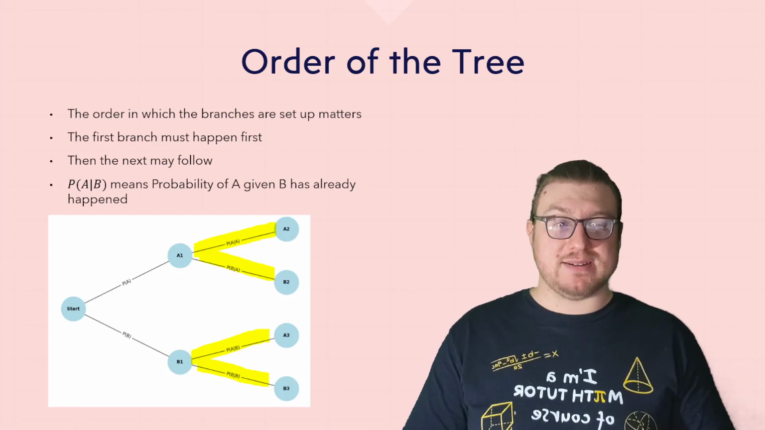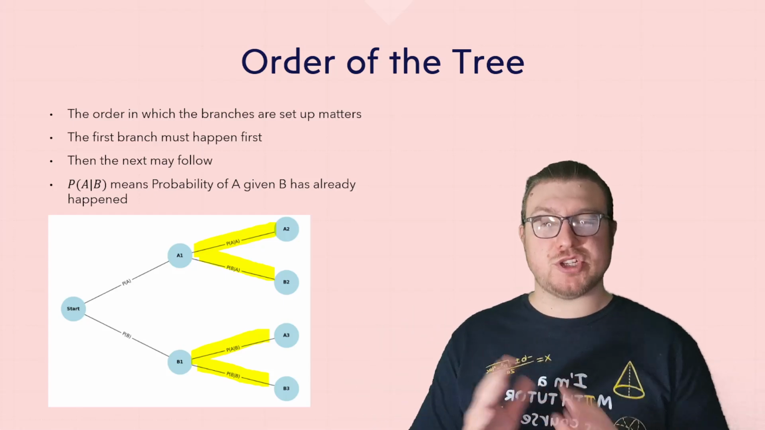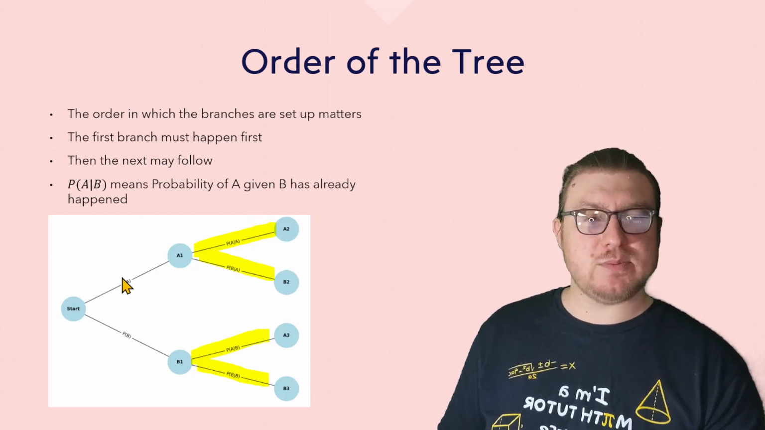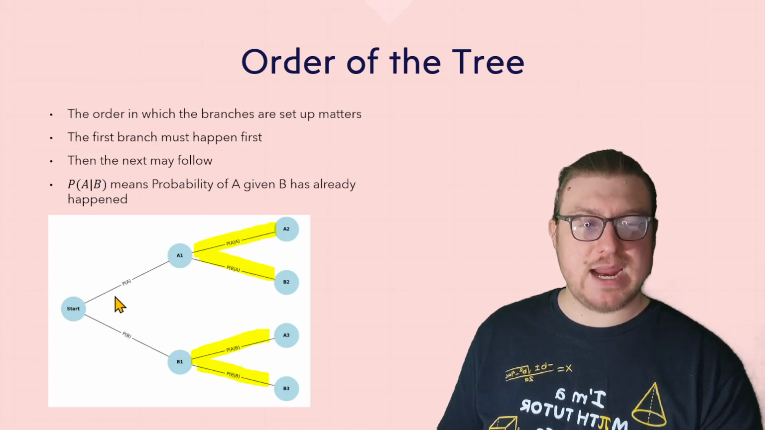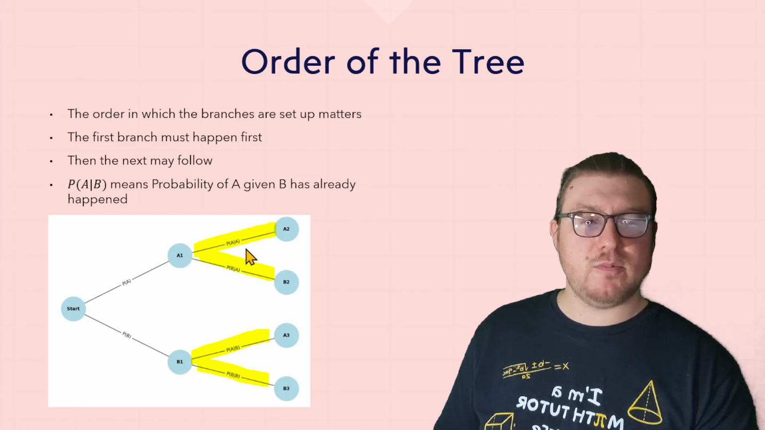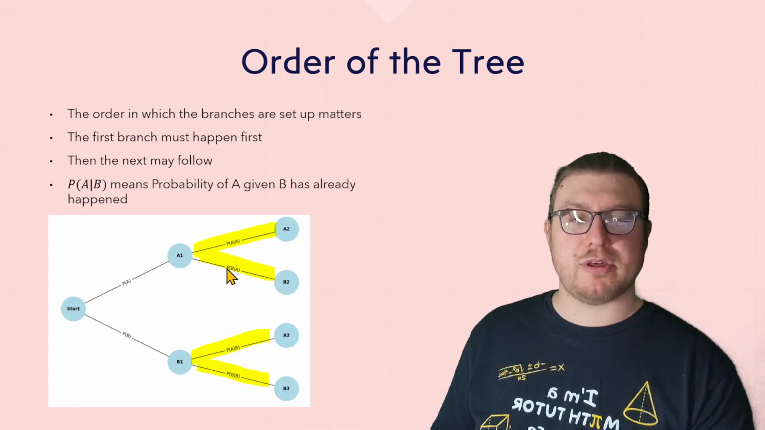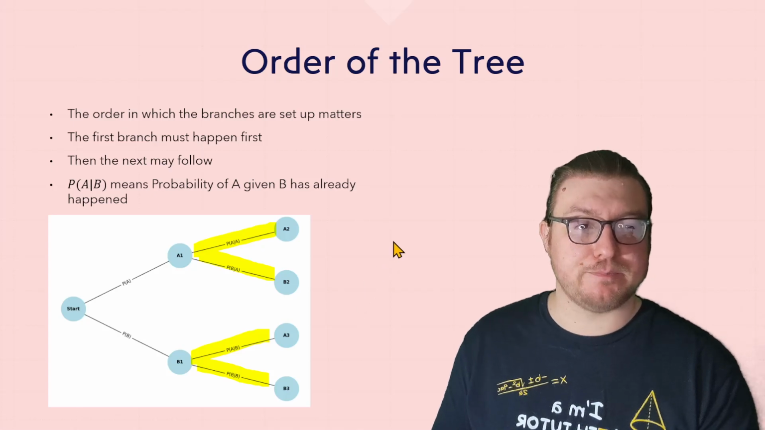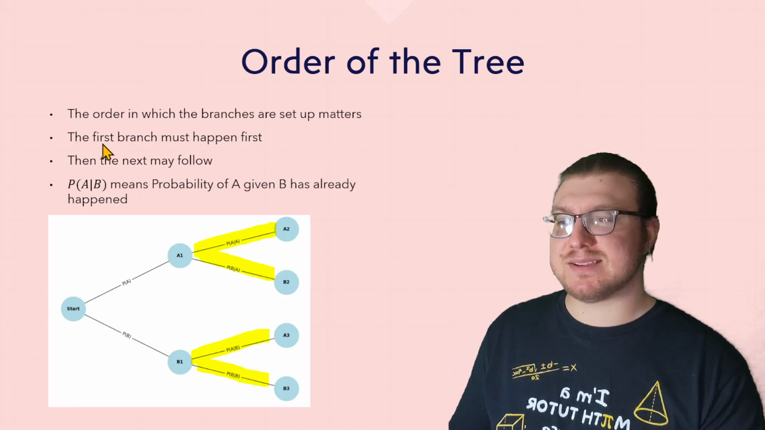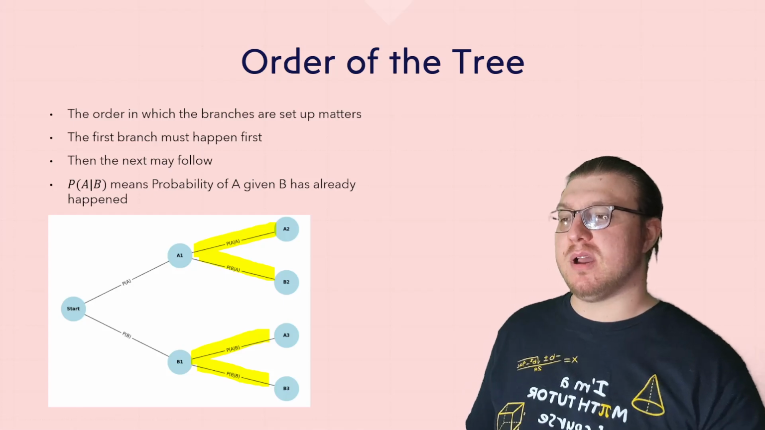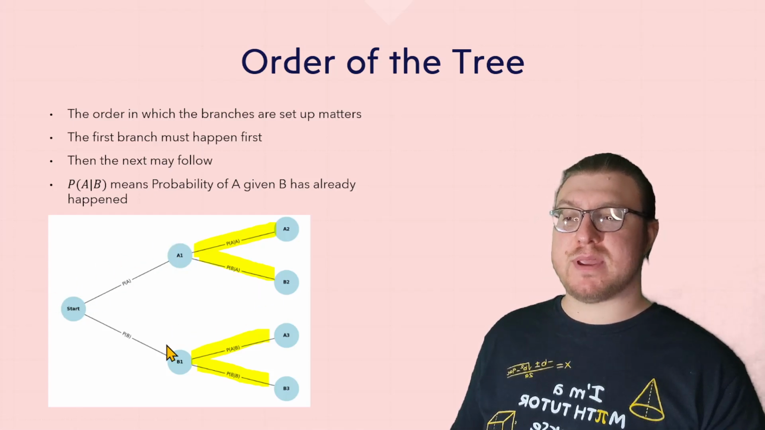So the order matters. We cannot simply switch these two, or these and these. Now, this is a very easy probability tree. We have event A or event B happening in the first step, with a probability that A happens and a probability that B happens. Then we can have A or B again, with a possibly different probability. In this case, the first branch must happen first. Whatever we put here is what we get first.